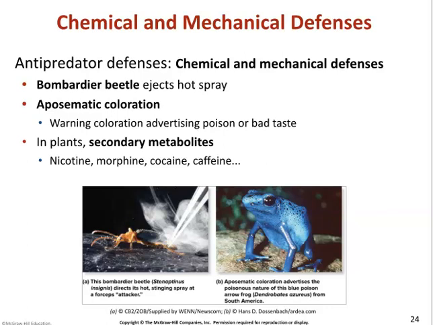So some things that organisms adapt in order to defend themselves from predators are defenses. Anti-predator defenses can be chemical or mechanical. And in this case, when we look at this bombardier beetle, it's going to be attacked by something. A predator comes and it sprays this really hot chemical spray on it and burns the predator. Well, that's great. Now it has a chance to run away.